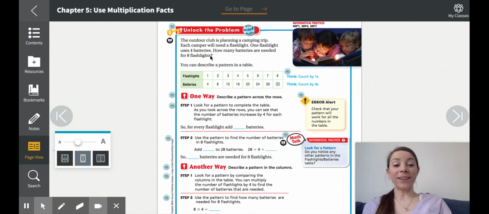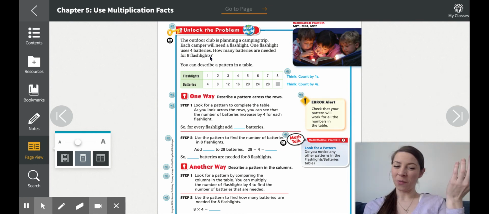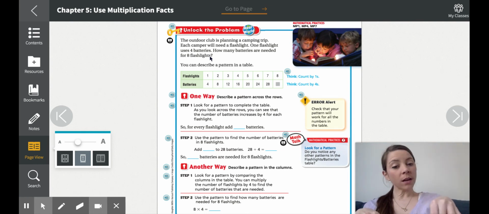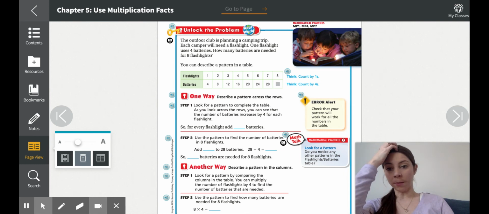Okay, so you're already noticing that a way you might want to solve this problem is you're saying I have 8 flashlights, there's 4 batteries in each, so you're kind of already figuring out your own way of solving that. But they're going to have you look at this table to help you also try to solve it in another way. It says you can describe a pattern in a table.